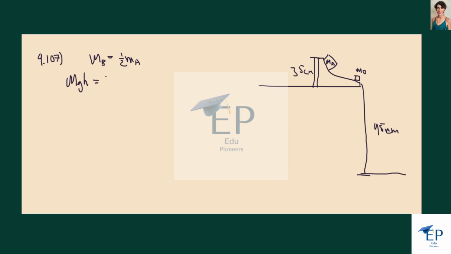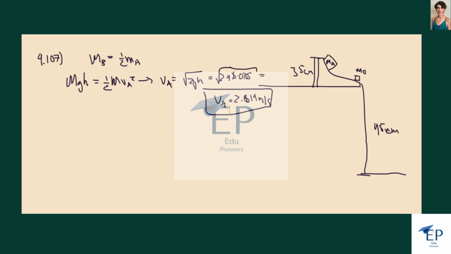Both leave the incline moving horizontally. Okay, so we know that the speed of A immediately before the collision is given by mgh as the potential, all getting converted to kinetic energy, such that VA is the square root of 2gh, and that's the square root of 2 times 9.8 times 0.35 meters, and this VA is 2.62 meters per second. So that's how fast A is moving right before it hits B.